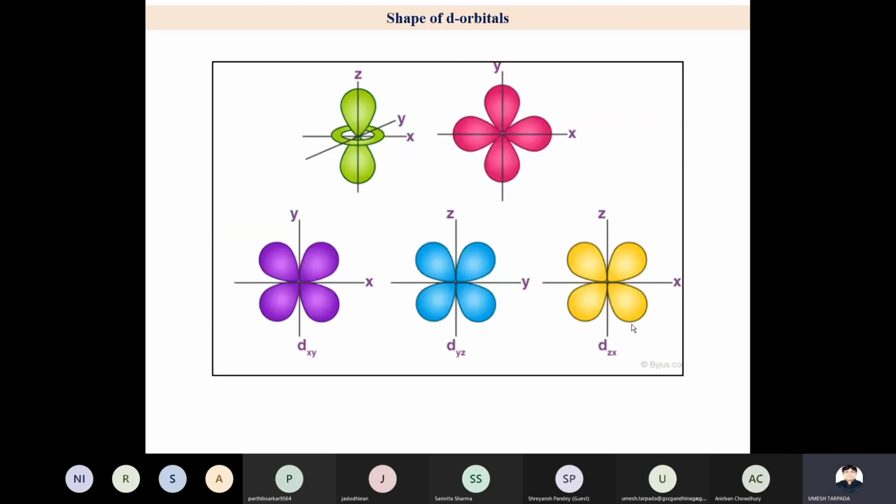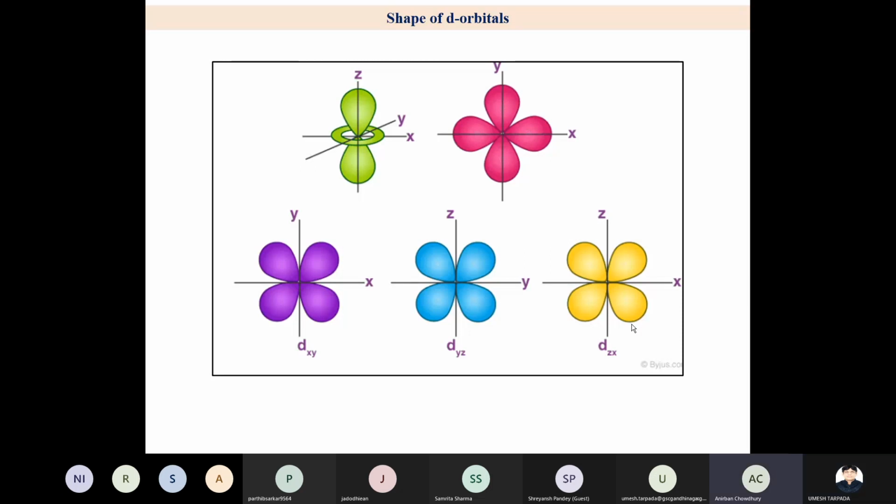So now see, before discussing CFT, crystal field theory, it is important to know about the d orbitals and the shape of the d orbitals, because the metal has d orbitals, there are 5 d orbitals. So look at this slide. It shows the shape of the d orbitals.